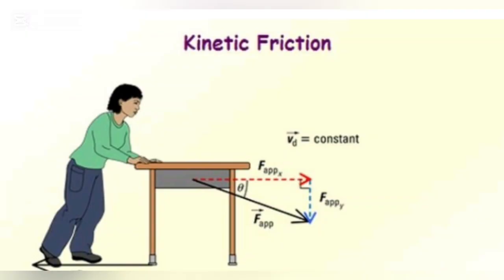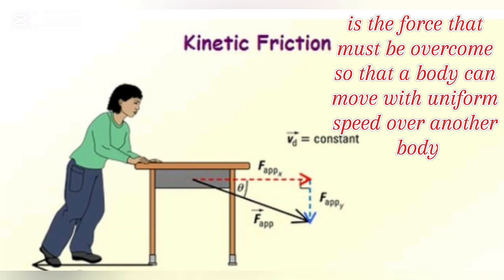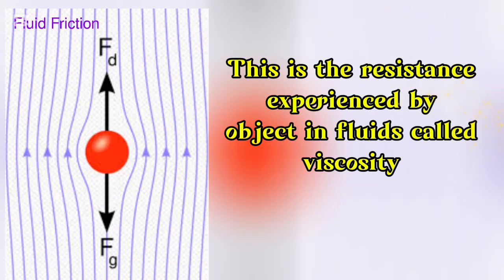2. Dynamic or kinetic friction is the force that must be overcome so that a body can move with uniform speed over another body. 3. Fluid friction. This is the resistance experienced by objects in fluid, liquid or gas, called viscosity. It's a topic for another day.